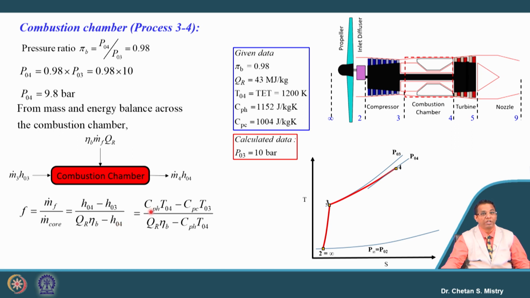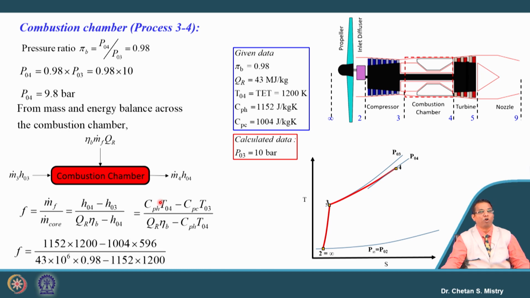Be careful here, hot and cold gas, that's what we are having. For what is coming out from the compressor, we are considering Cp_C, and for hot gas we are considering Cp_H. Let's put all these numbers. It says my fuel air ratio is coming 0.0192.